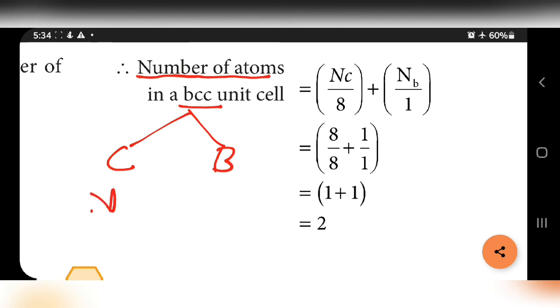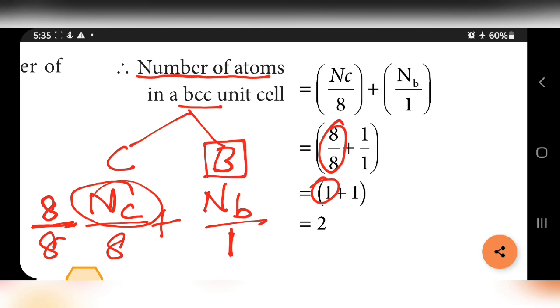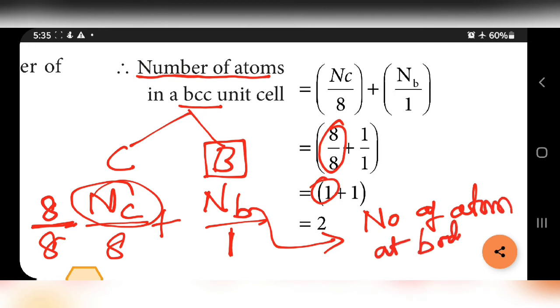For the corner atom, we already know the formula from simple cubic, Nc by 8, plus for the body center atom the formula is Nb by 1. Nc means number of atoms at the corner. Totally how many corners are there? 8 corners, so 8 atoms are present. So 8 by 8 is equal to 1. For the body center atom, the formula is Nb by 1. Nb means number of atoms at the body center.